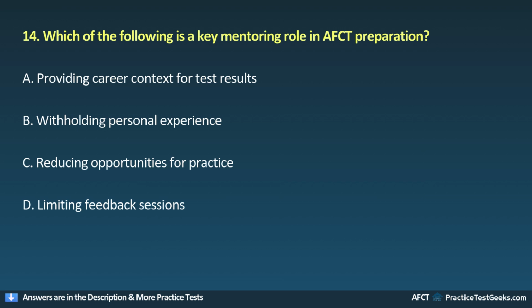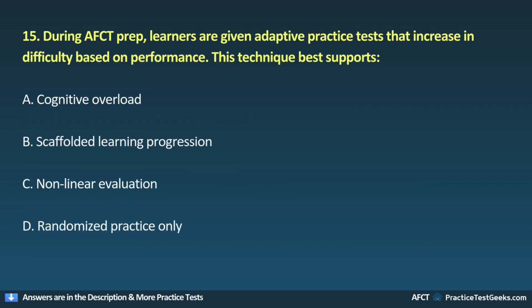14. Which of the following is a key mentoring role in AFCT preparation? A. Providing career context for test results. B. Withholding personal experience. C. Reducing opportunities for practice. D. Limiting feedback sessions.